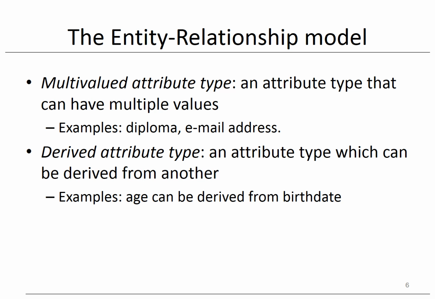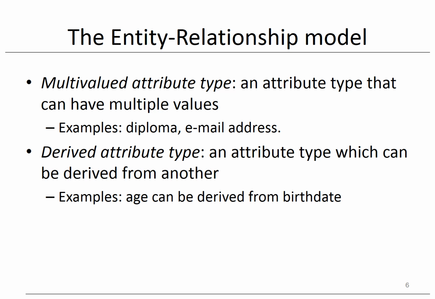A multi-valued attribute type is an attribute type that can have multiple values. Diploma can be a multi-valued attribute type of the student entity type in case a student can have multiple diplomas. Likewise, email address can be a multi-valued attribute type in case a supplier can have multiple email addresses.